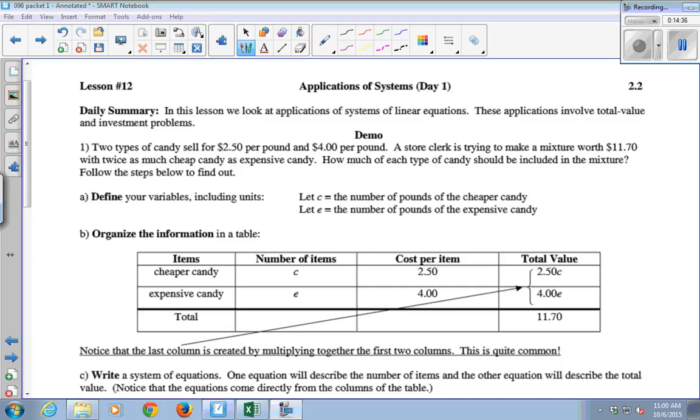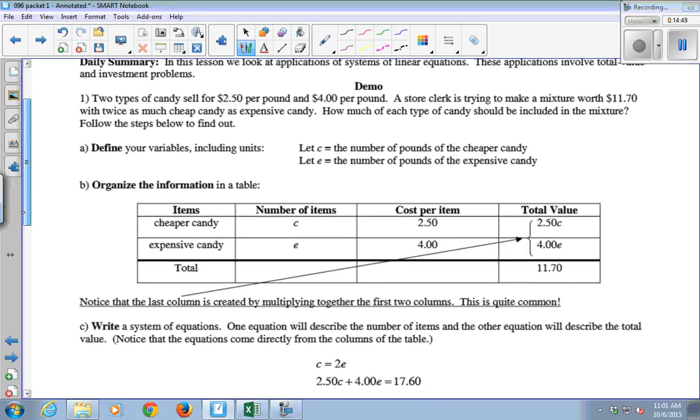Okay, so we're going to look at some applications of systems of linear equations. Okay, so those are like word problems, right? They involve total value and investment problems. So for example, let's say we have two types of candy. One of them sells for $2.50 a pound, and the other one is $4 a pound. Okay, so a store clerk is trying to make a mixture worth $11.70. And they want twice as much cheap candy as expensive candy.